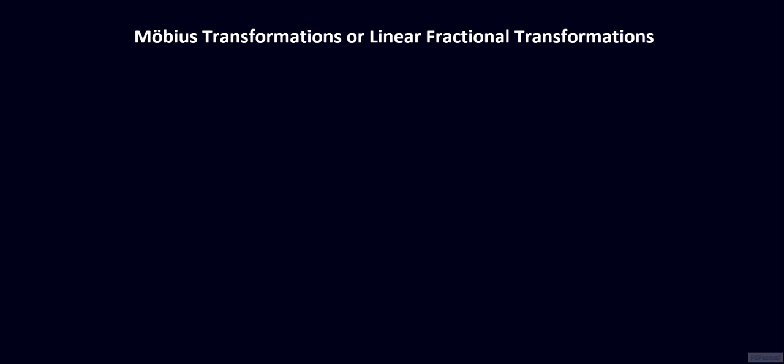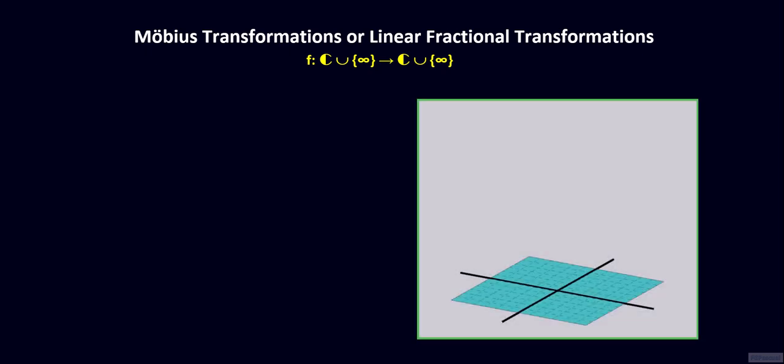In this lecture, we introduce a class of functions or transformations defined on the extended complex plane. These transformations are called Möbius transformations or linear fractional transformations. In this lecture, we are going to prove two well-known theorems regarding Möbius transformations. The first theorem is about the nature of inverses of Möbius transformations, and the second theorem is about the nature of compositions of Möbius transformations.